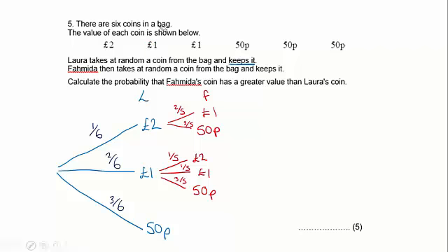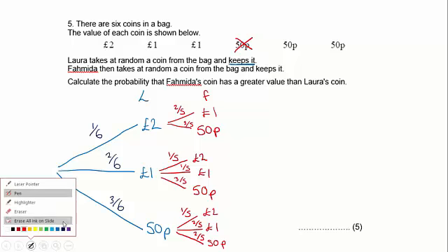And then finally, if Laura picks out 50p, Famida can then pick out either a £2 coin, a £1 coin, or a 50p piece. And the probabilities of those, well, if she's got a 50p, again, there's only 5 coins left, one of which is £2, so that's going to be 1/5. 2 of which are £1, which is going to be 2/5, and 2 of which are 50p's, so that is also going to be 2/5. Okay, so now we've set up our probability tree. We can start thinking about calculating using it.